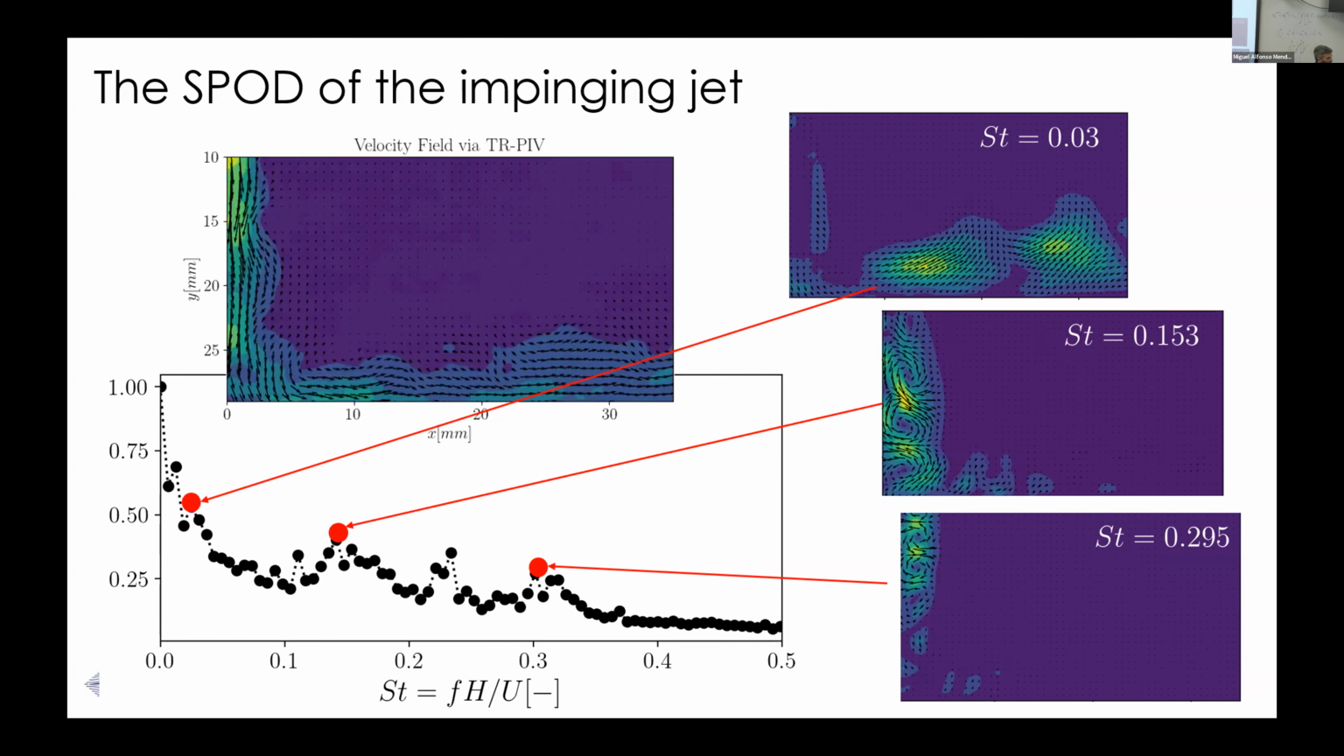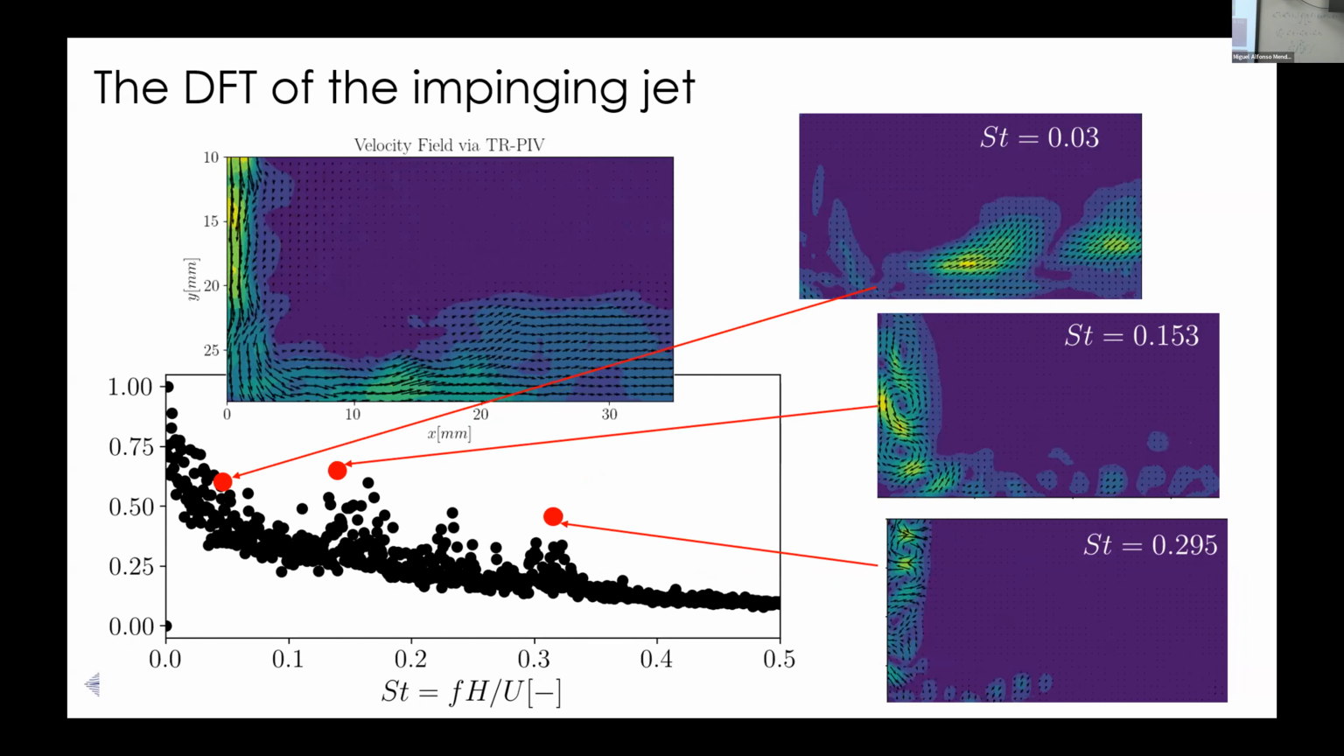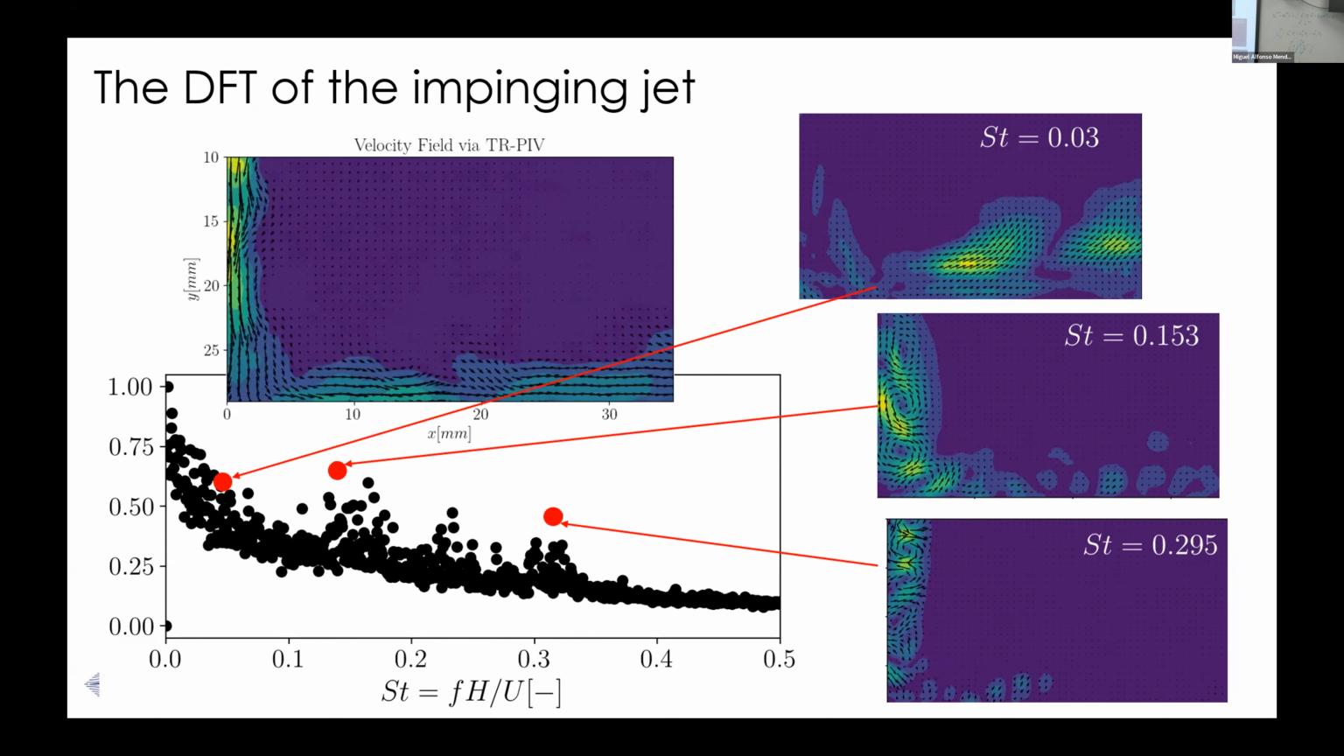For you to have a comparison, you might say, why don't you just do the DFT? Yes, here is the result. This would be just taking the data and doing the DFT. The spectra will tend to be much more noisy. Indeed, the right modes still have the right frequency, but this is much more noisy and much more difficult to read. SPOD, clear.